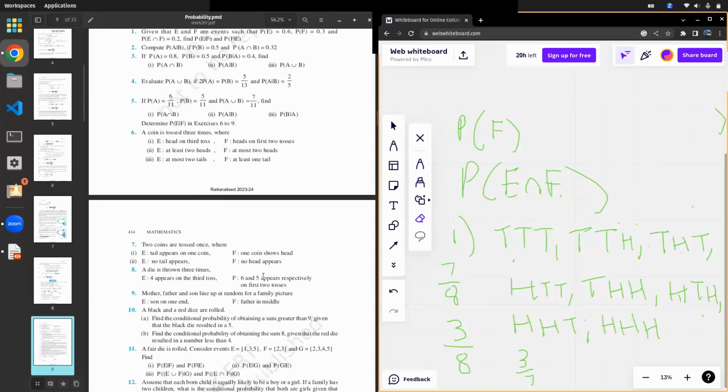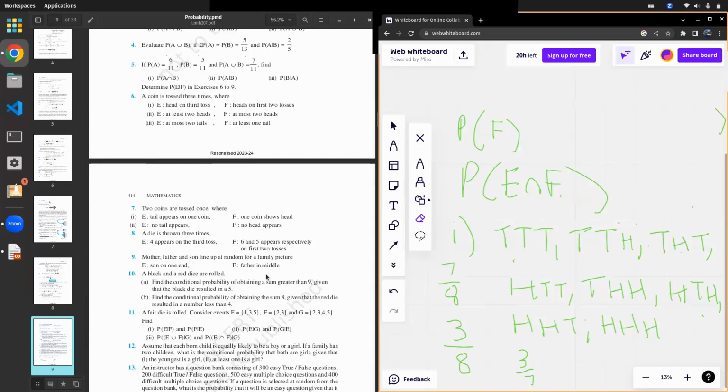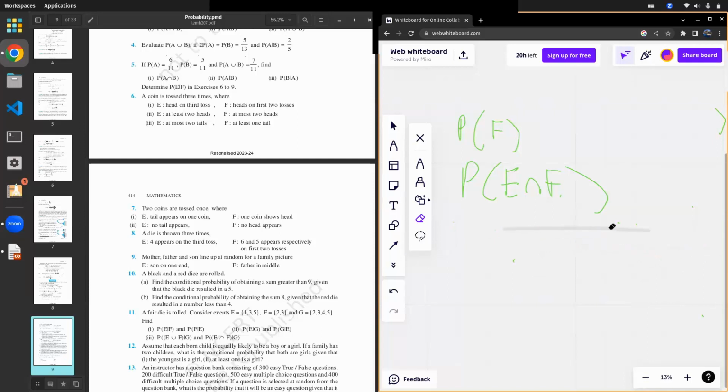In the next problem, two coins are tossed once, and events E and F are given. Here also we will first write the sample space, that is, all the possible outcomes after tossing the coins twice. Here also we should find the probability of F and the probability of E intersection F, and finally we'll get our answer.